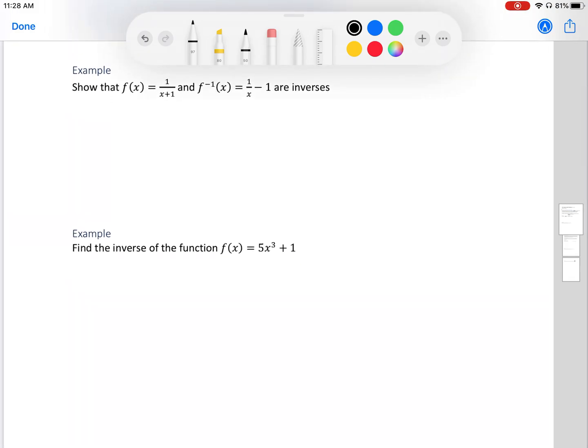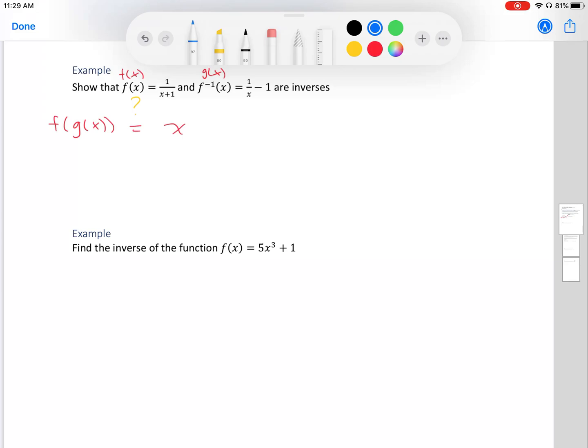Example 1. Show that f of x equals 1 over x plus 1, and f inverse of x, which equals 1 over x minus 1, are inverses. Well, according to our definition, if one of them is f of x and we label the other one g of x, then if I compose them, my answer should be x. So all it comes down to is, does composition result in x?